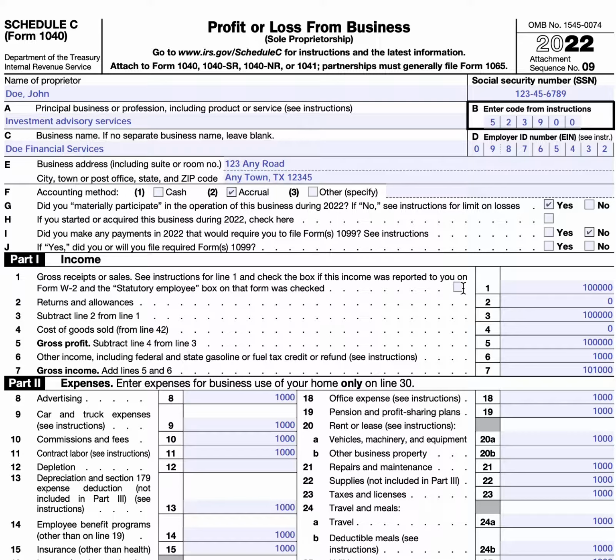Statutory employees include life insurance agents, certain agent or commission drivers, traveling salespersons, and certain home workers. If you had statutory employee income and self-employment income, then you would need to file a separate Schedule C for each of those items. You can't have statutory employee income on the same Schedule C as self-employment income.